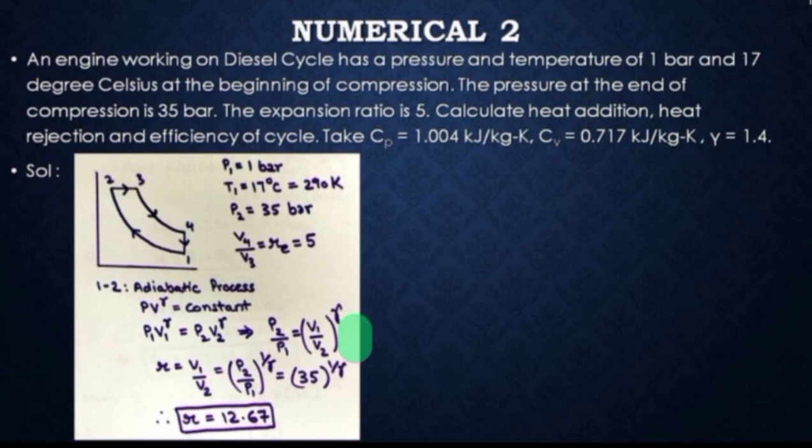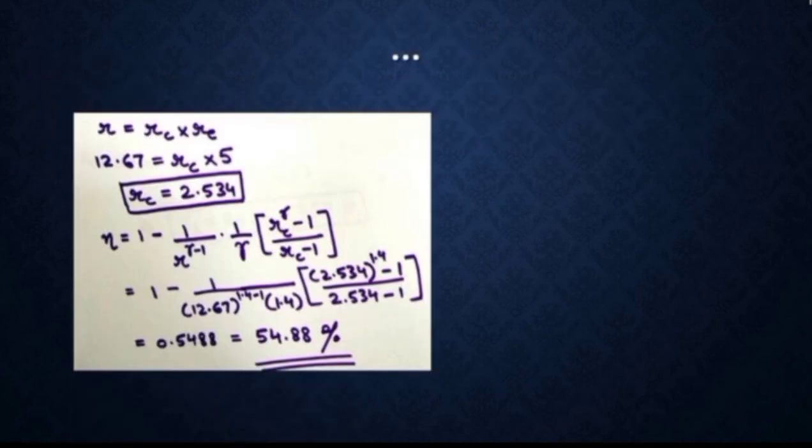We know that P2 by P1 is 35. So we write the compression ratio as 12.67, and the expansion ratio is given as 5. In my previous lesson I told you compression ratio is equal to cutoff ratio into expansion ratio. We will find the RC as well. RC is R upon 5, which is 12.67 divided by 5. So the cutoff ratio is 2.534.